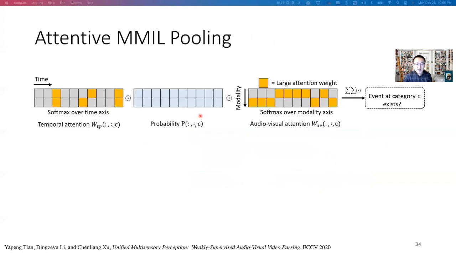The segments in a video from different time steps and different modalities may have different video events. We propose an attentive MIL pooling method to adaptively select the most informative modality and temporal segments for prediction. For example, here we have the temporal attention, which gives different importance to different time steps. And also we have the modality attention, audiovisual attention, which gives different importance at different time steps to different modalities.